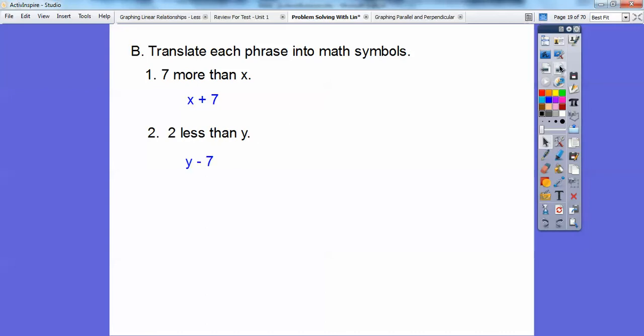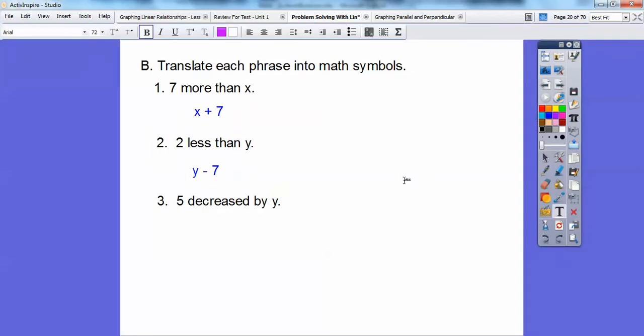So say I said you had 2 less than $10. Well, that would be $8, okay, and you get 10 minus 2 is 8 on that. So 2 less than y is y minus 2. I'm sorry, you guys, I was looking at the thing up above. That should be a big 2 right there, okay?